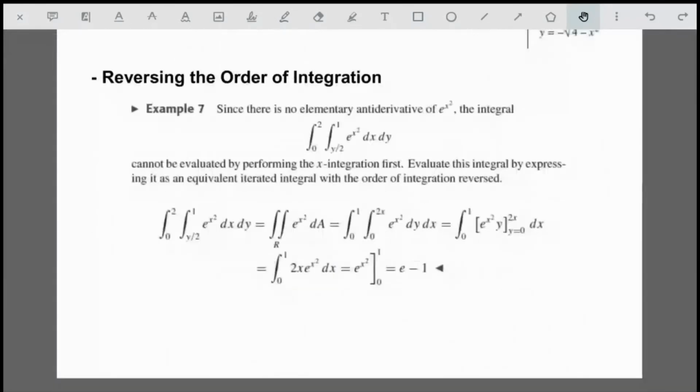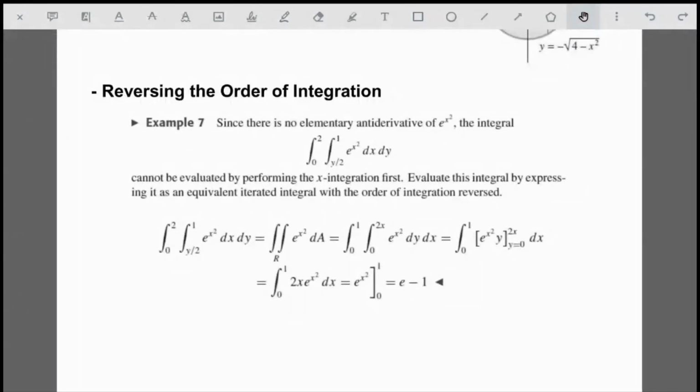Okay, so one other thing we need to look at is sometimes we're given an integral and we want to reverse the limits of integration. So we want to reverse the order that we're going to integrate in. And the reason we would do that is because it might make an integral that we can't solve using antiderivatives, when we rewrite it, turn into an integral that we can solve using antiderivatives.